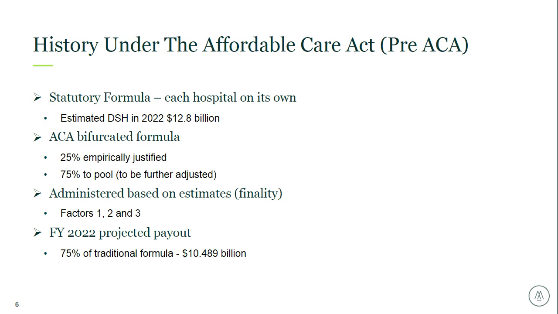This federal UC pool is comprised of 3 factors: Factor 1 is the difference between an estimate of what would have been paid to qualifying hospitals under the historical DSH formula and the 25% empirically justified amount. Now, Factor 2 reduces the Factor 1 UC pool based on the change of the national uninsured rate, and ultimately this establishes the net UC pool to be distributed to the qualifying hospitals. And this brings us to Factor 3, which is how qualifying hospitals actually get their individual piece of the pie.